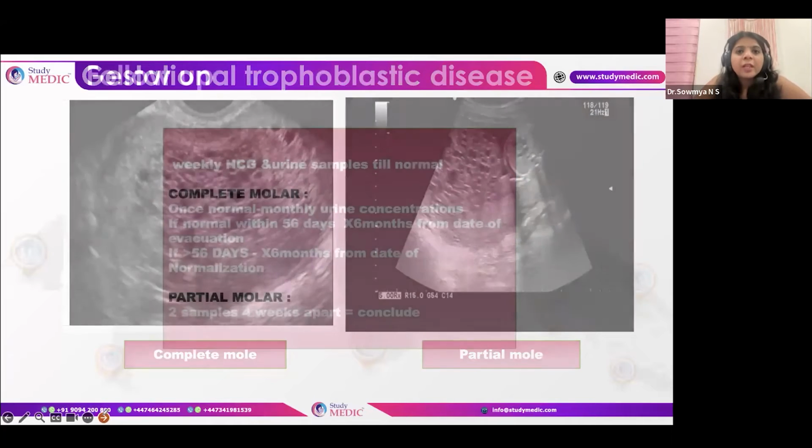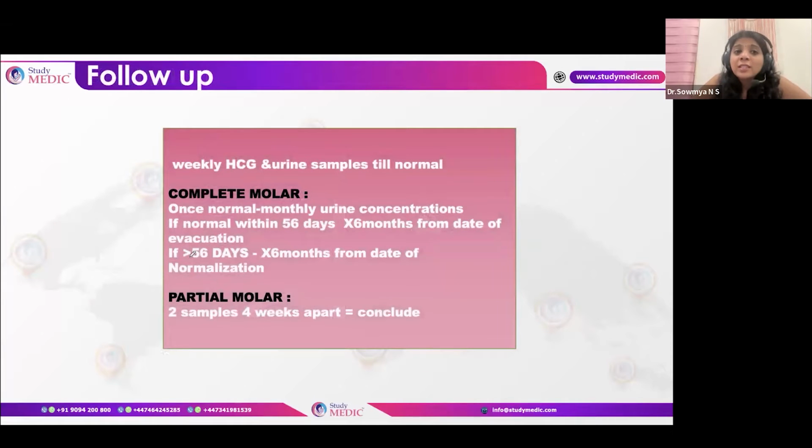Fine. Perfect. So how do you follow up? This is important because beta HCG and urine tests are done after the molar pregnancy till it is normal. And once normal, it varies for complete and partial. Partial, as you know, the risk of choriocarcinoma is less. So you do 2 samples 4 weeks apart. Once negative, they are discharged from the follow-up.